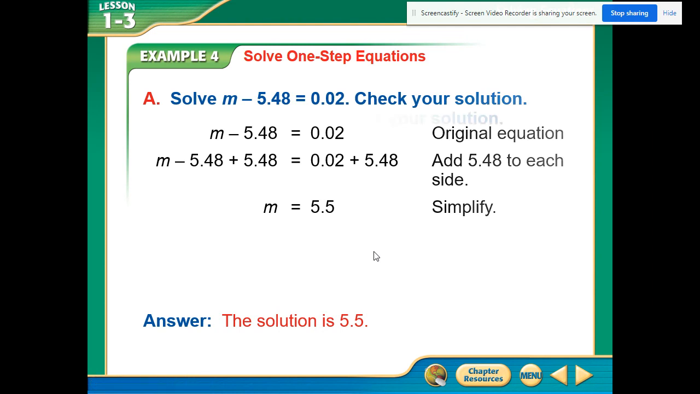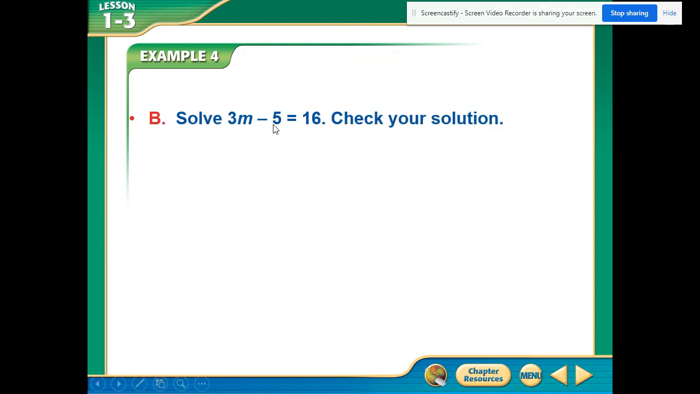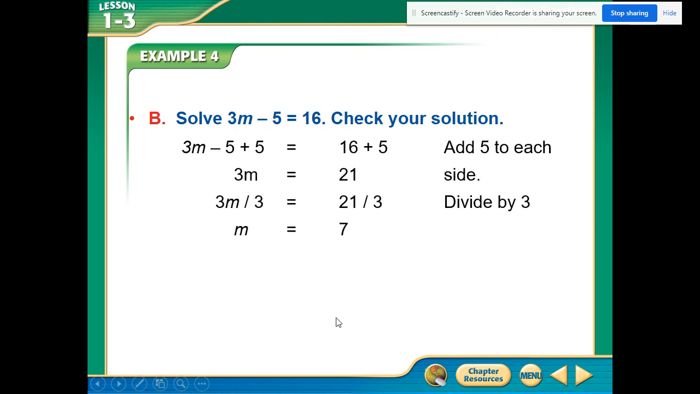Let's try a two-step. 3m minus 5 equals 16. So this minus 5 is going to go first, and we've got to get rid of that. So we're going to have to do its opposite with this add 5. And then we'll have to get rid of this times 3, so we'll have to divide by 3. Those will be the steps we need to take.